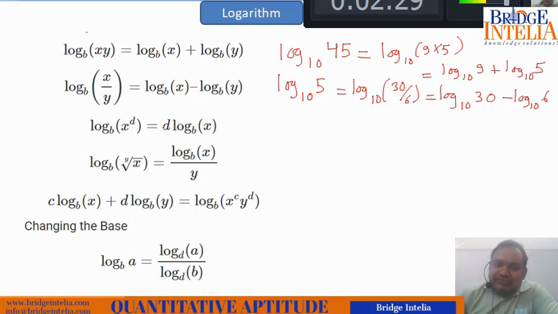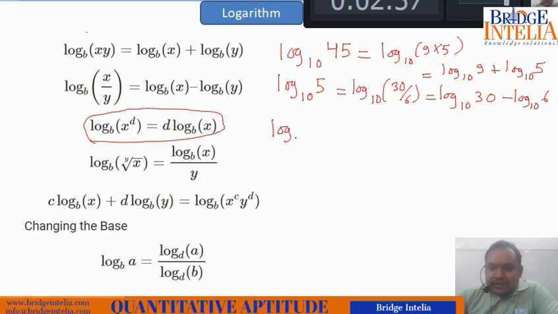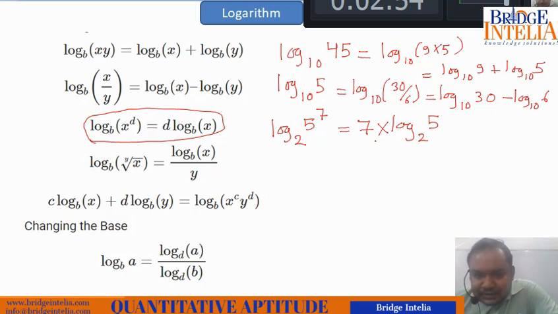Now let's see the rule of exponent, the third rule. What does this rule imply? If log to the base 2 of, let's suppose, 5 to the power 7, this exponent can be taken outside and multiplied. So this can be written as 7 into log to the base 2 of 5. This is the rule of exponent.